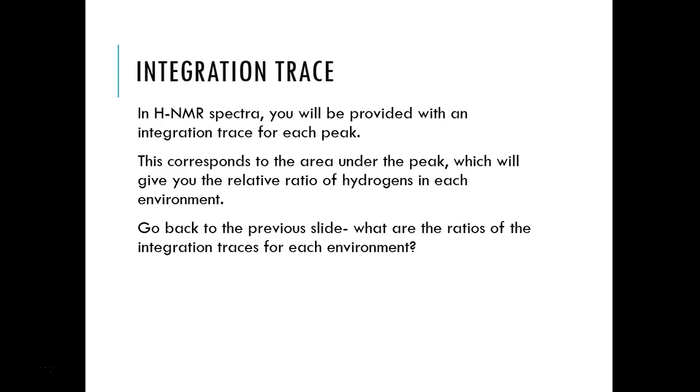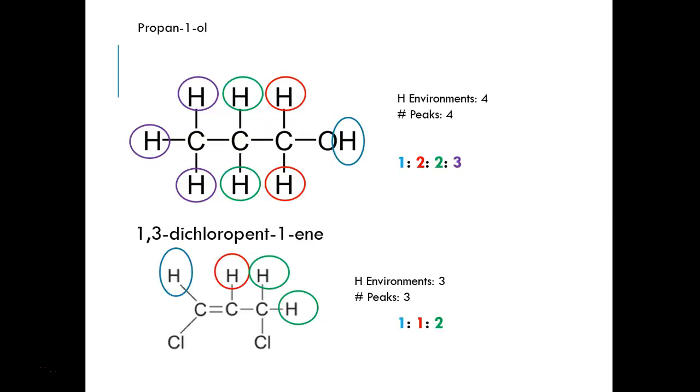Now, when you see an NMR spectrum, you're going to be given an integration trace for each peak. This tells us the area under the peak, and that's going to give you the relative ratio of hydrogens in each environment. So if we go back to the previous slide, we can figure out the ratio of the integration traces for each environment. So I color-coded them with the hydrogens. Since there's one hydrogen in the blue environment, the integration trace would be 1. Then it would be 2 in the red environment, 2 in the green, and 3 in the purple. So that would be the ratio of the integration traces.